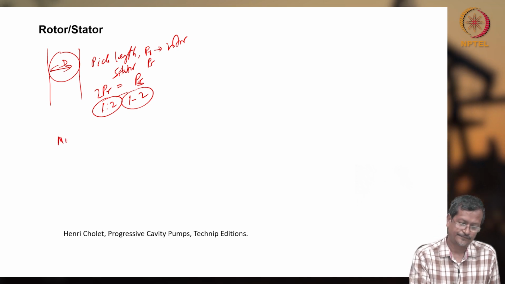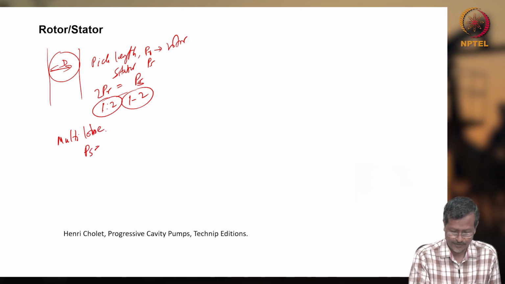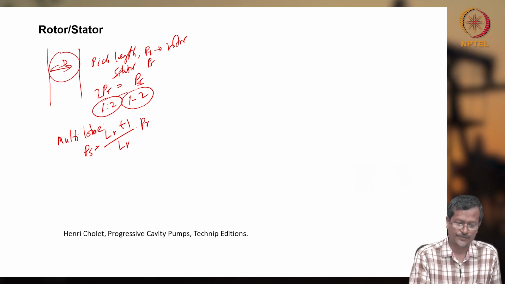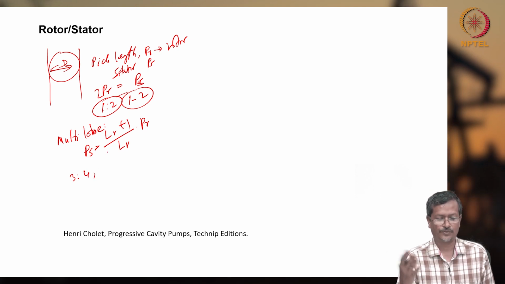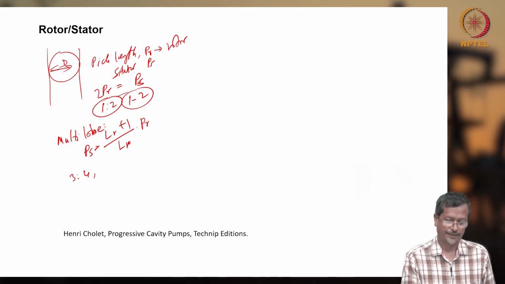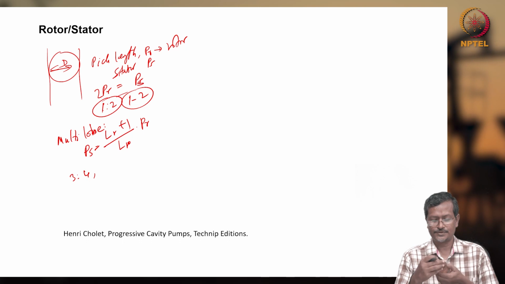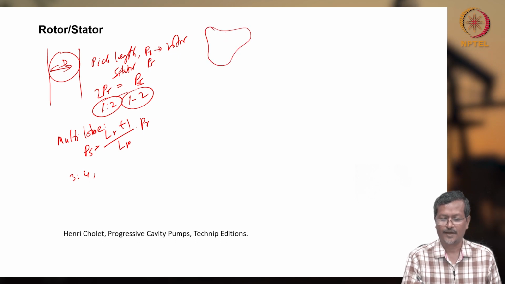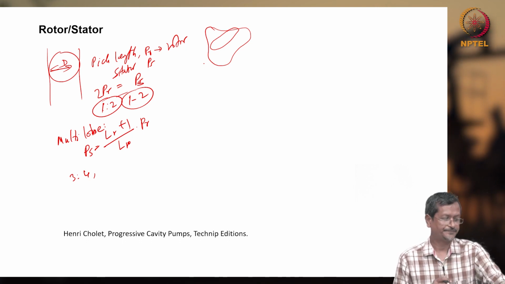For a multi-lobe system, there PS equals (LR plus 1) divided by LR into PR. So this formula will be there. And multi-lobe, normally 3:4, 4:5, that sort will be there. So one pitch will be higher in the stator, and rotor pitch will be lower. So, number of lobes: here it is single lobe. Single lobe means it is completely circular. It can be a two lobe rotor also, like stator can be like this and rotor can be like this. It will be 3 lobe, 4 lobe, 5 lobe. So stator lobe count will be higher than rotor lobe count.